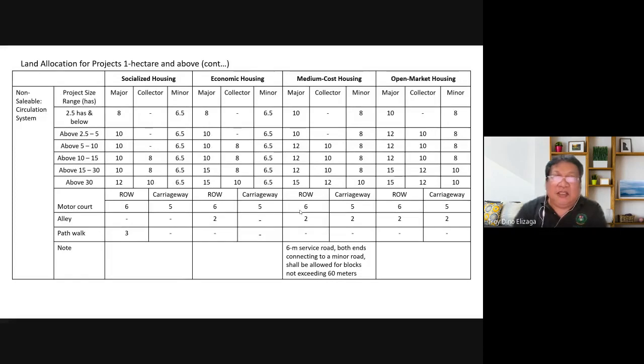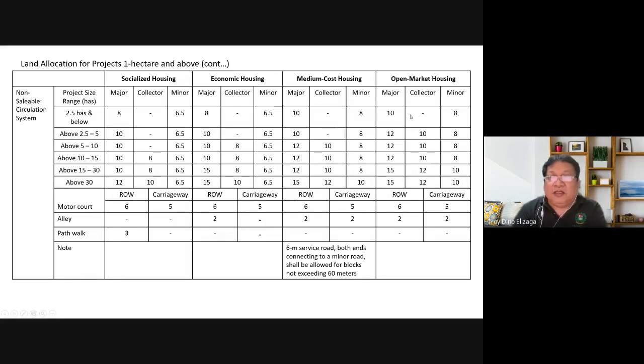So the disadvantage of adding more, like grocery, for example, is that you'll have more structures to draw. Okay. So the type of roads circulation system, I think we will also go back to this later on. There are three types: major, collector, and minor. If the area is 2.5 hectares and below, we only have major and minor. So this is applicable to our plate.